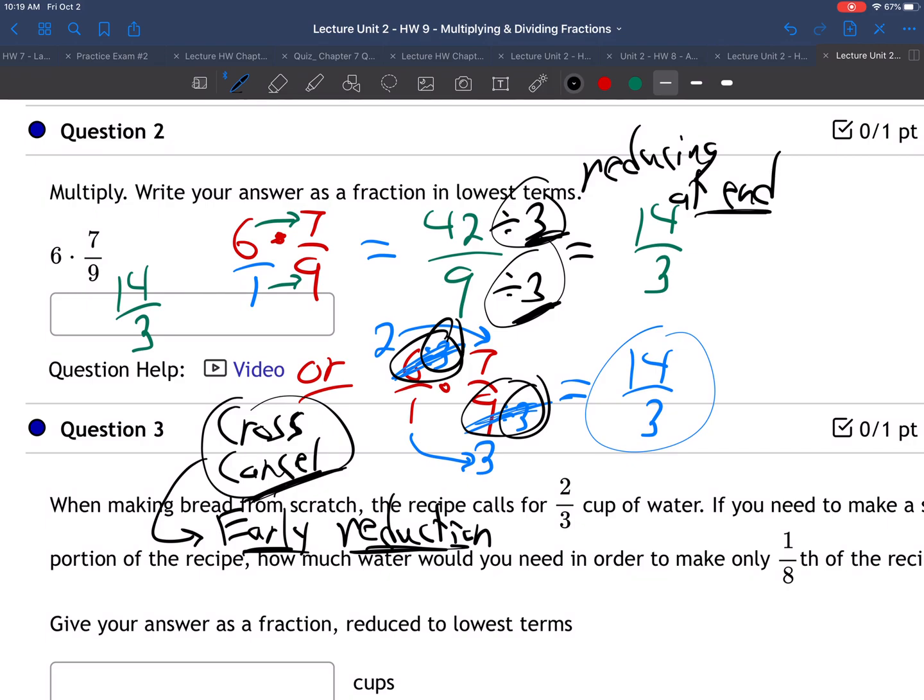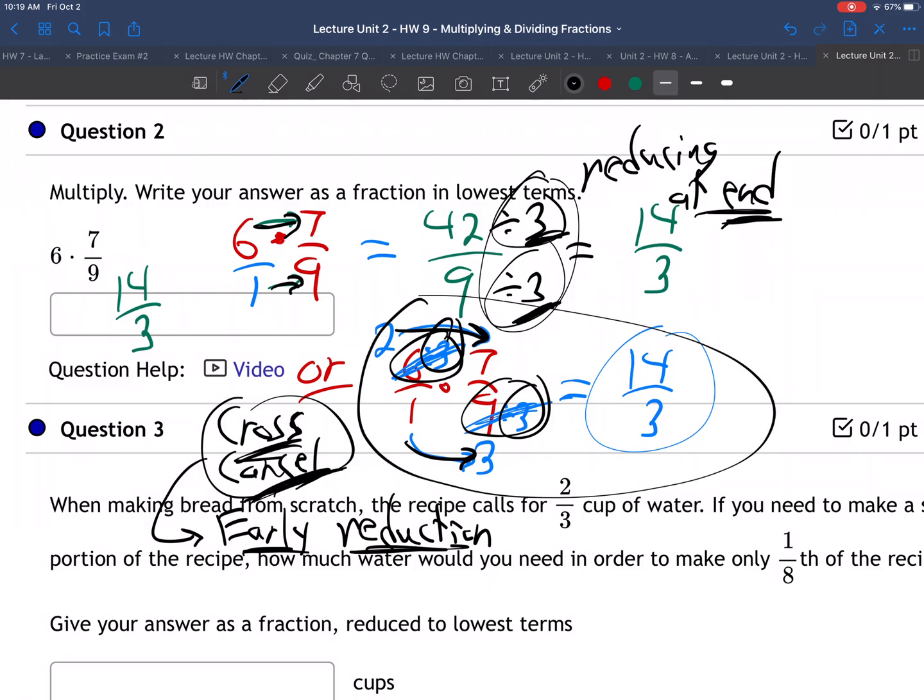You can do it early, called cross canceling, and then just multiply the leftovers straight. Or you can just multiply the leftovers straight in the beginning, not doing that cross-canceling at all, and then just reduce at the end. And it'll work out the same either way. We like cross-canceling because it keeps the numbers a little smaller. See how we got a 42 and a 9 here? Those are a little bigger, especially if you're just doing work by hand. Whereas this cross-canceling kept the numbers a little smaller, right?